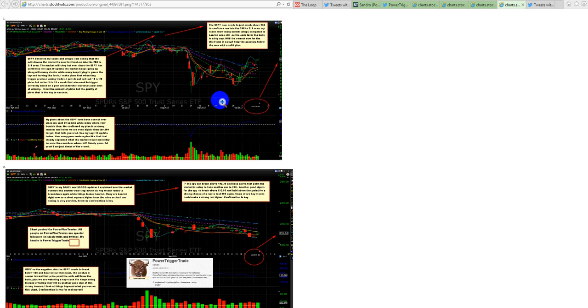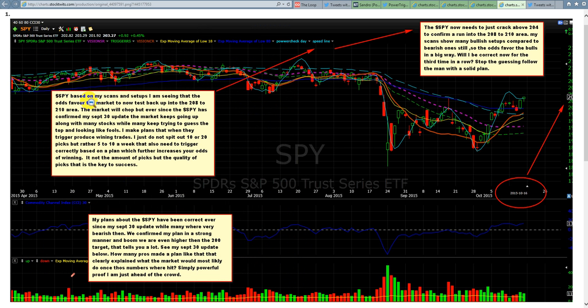So this was posted on the 18th, so let's click on this, right? Okay, and this is what I said. SPY, based on my scans and setups, I'm seeing that the odds favor the market to now test back up to the 208 to 210 area. So again, after we broke into the 204 area, I made another update, which is this one over here on the 18th. Now 18th was based on the 16th, as you can see, because the 18th was on a Sunday, right? So you got to look at that. This is based on the 16th, but that's a Friday close probably. And I said once we break above 204, we're going to run the 208.